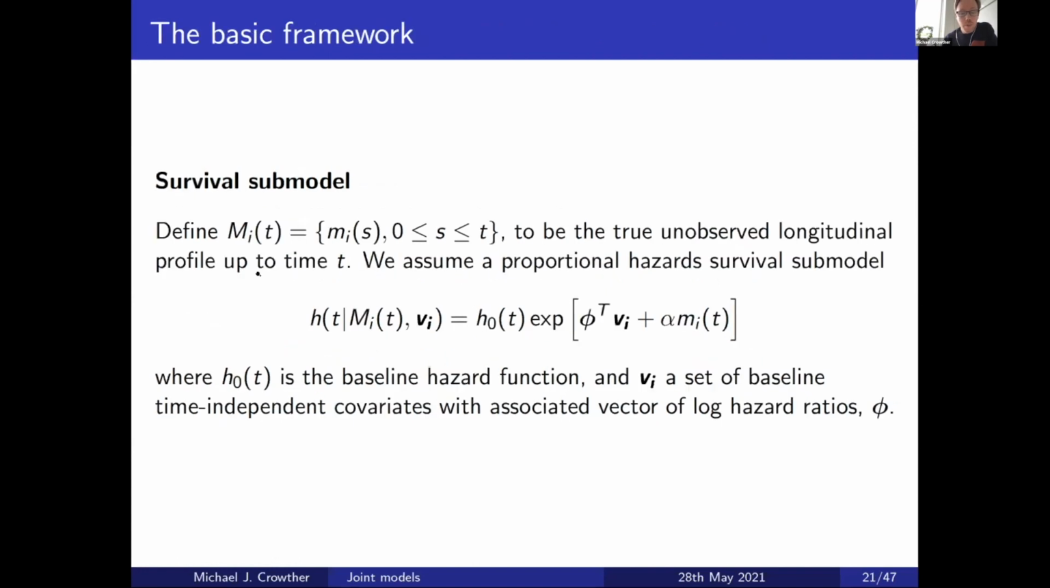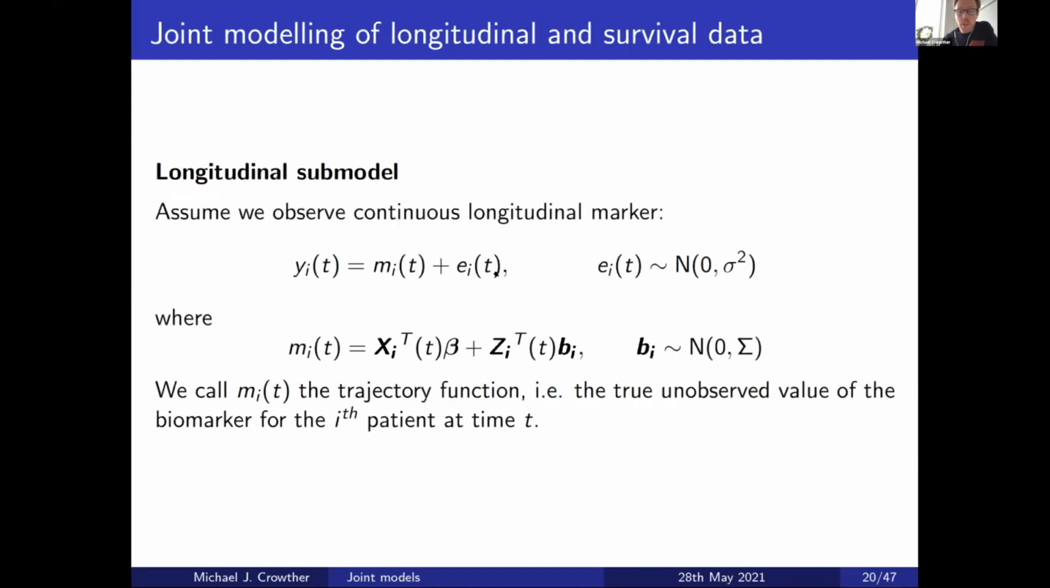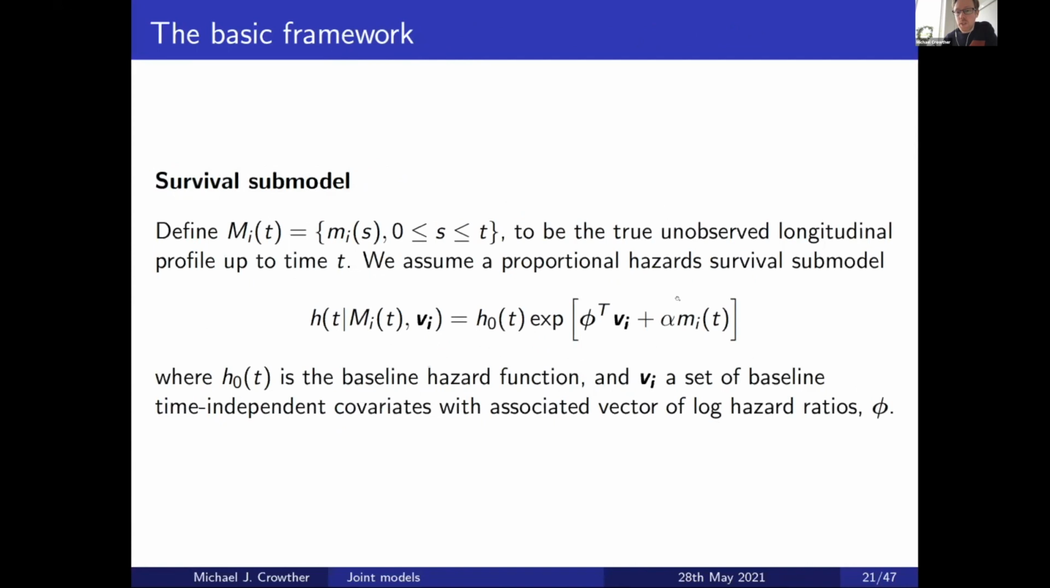Now I define my survival submodel. I first define my capital M, which is essentially the collection of the history of that longitudinal biomarker, the true unobserved longitudinal profile up to time t. Assuming a proportional hazards model, I link my hazard rate at time t and allow it to be directly dependent on the estimated value of my biomarker at the same time t, multiplied by my alpha, which is known as my association parameter, representing the log hazard ratio for a 1 unit increase in my biomarker at time t. So I'm removing the measurement error and linking instead the estimated unobserved underlying true value of my biomarker.